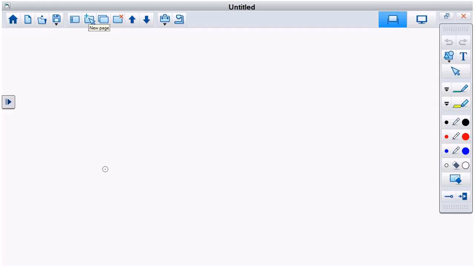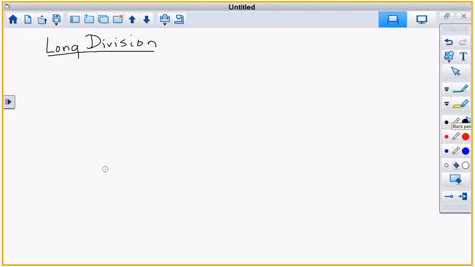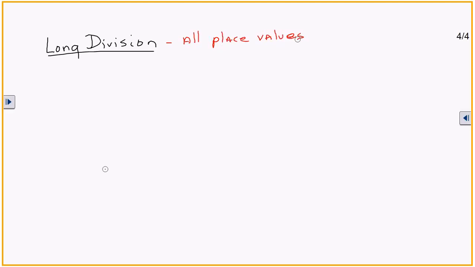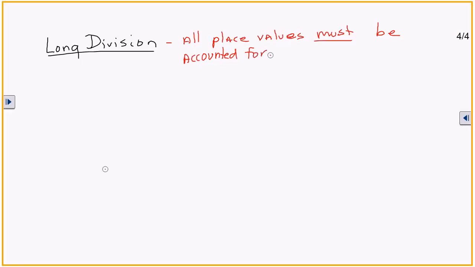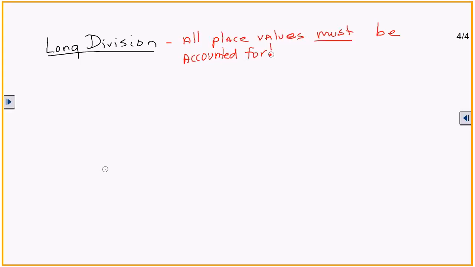Now, I show long division because long division is not restricted. Synthetic division is restricted, so I don't spend a lot of time on synthetic division. So I like to show students one rule instead of two. So long division, there's only one thing that you have to remember with long division. With long division, you have to remember all place values must be accounted for. Okay? And that's the explanation. That is a big deal. Okay? Exclamation point, big deal.